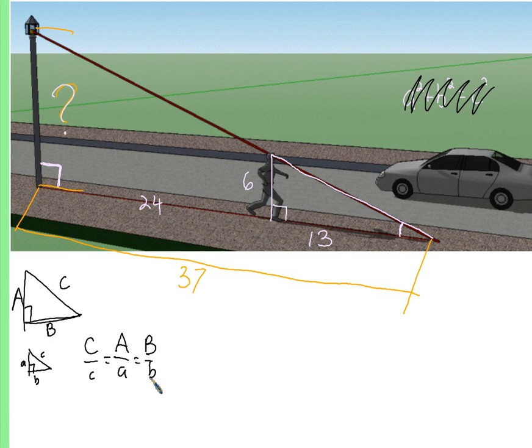So basically all the angles are the same, but the sides are different lengths. Right, that's true. But they're different lengths in this particular way, where the ratio of this hypotenuse is the same as this long leg to this long leg. Or we could go within the same triangle. Big A over big C, what would that be equal to? Little a over little c. Right.